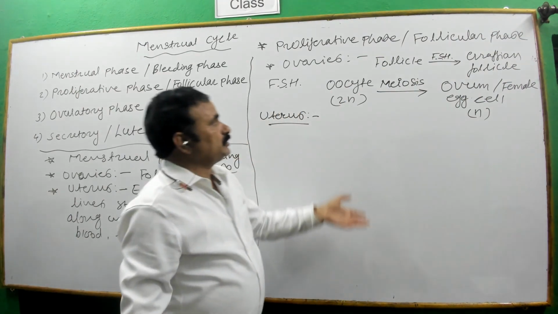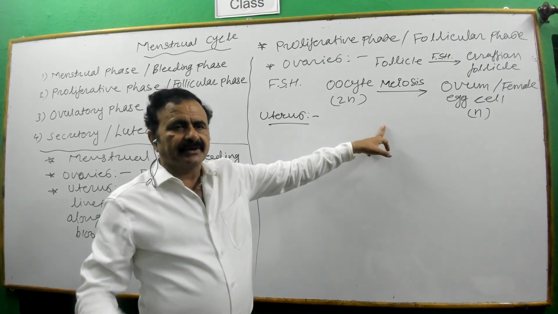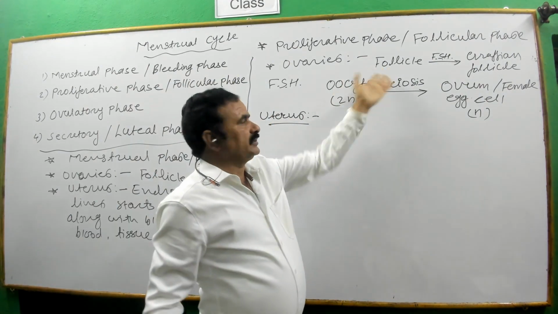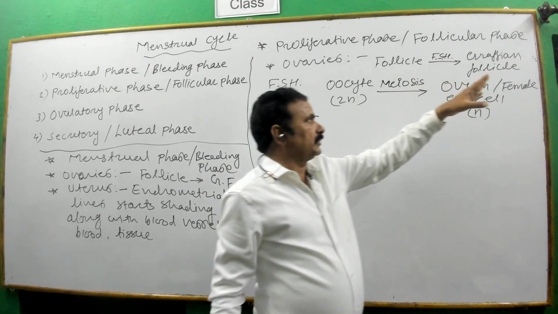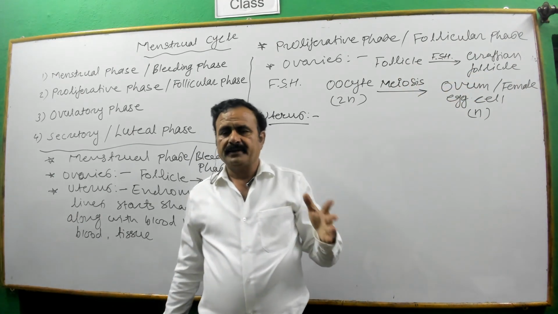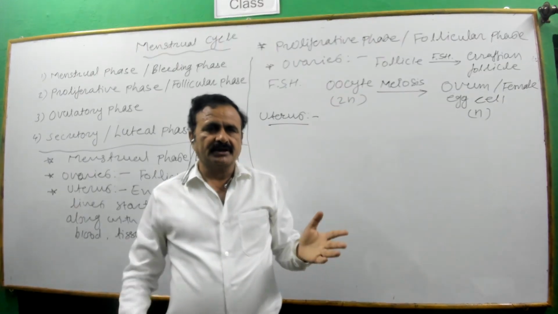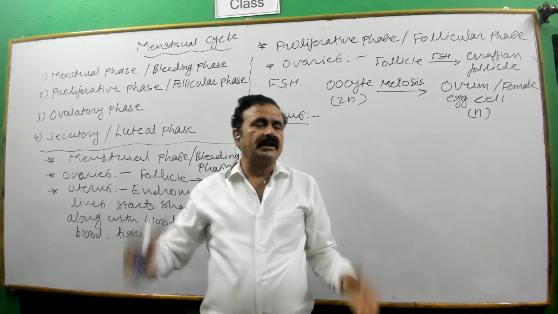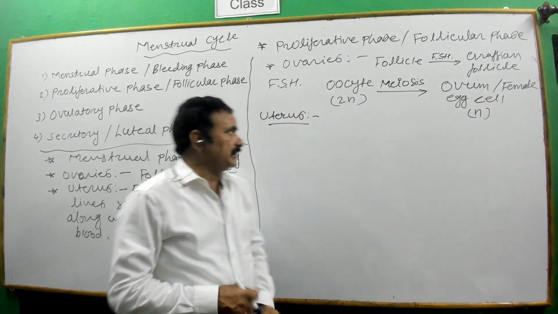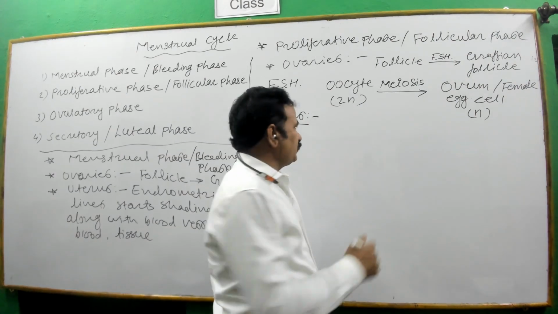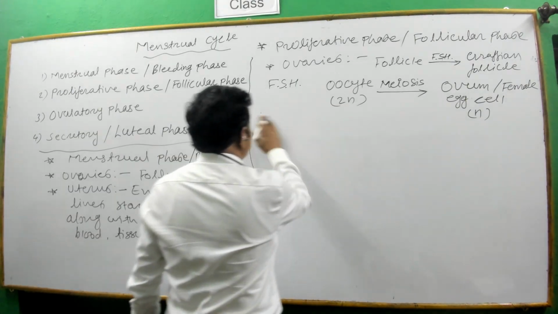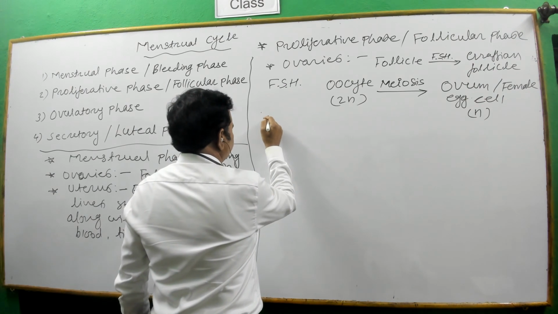As soon as the follicle is converted completely into a Graafian follicle, the granulosa cells present in the Graafian follicle start secreting a hormone called estrogen. Means granulosa cells बच्चों कौन से cells होते हैं?